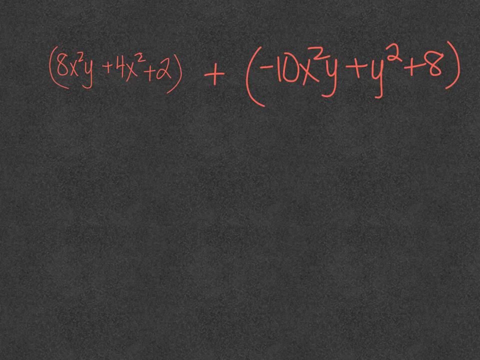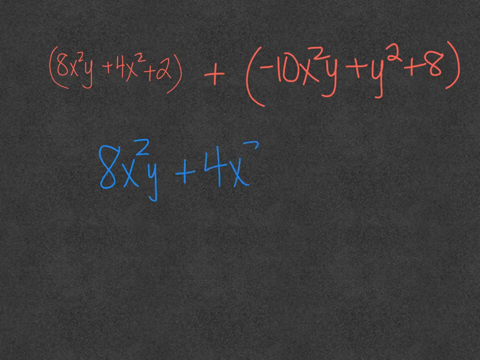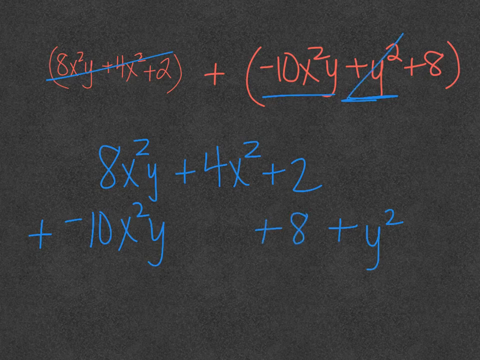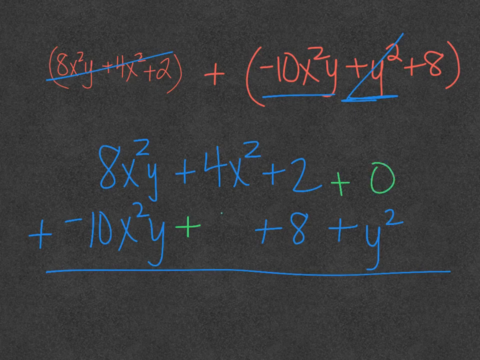I'll do this one using the vertical format. Again, you can choose, it does not really matter. So I'm going to start by writing 8x squared y plus 4x squared plus 2. Then I see a negative 10x squared y, so I can line that up right below the 8x squared y. Now plus y squared. I don't see that anywhere, so I'm just going to put that on the back here. And then I see a plus 8. Now there are a couple blank spots I need to fill in. There are no x squareds here, so you can just leave that blank, and there are no y squareds here. You can just put a 0, whatever you want there.